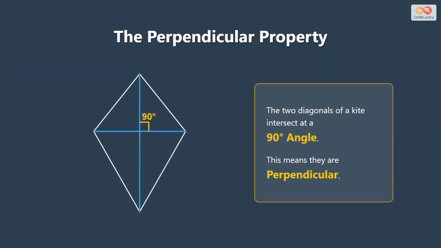Here is the key property we are learning today. When these two diagonals cross, they intersect at exactly 90 degrees. In geometry terms, we say the diagonals are perpendicular. No matter the shape or size of the kite, if it is a true kite, this angle will always be 90 degrees.